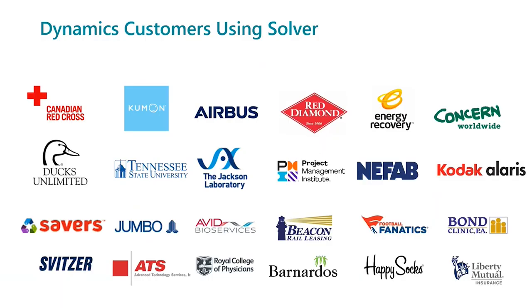This is a snapshot, not of all the 4,000 customers that we work with, but some of the customers that are Dynamics or D365 customers that are using Solver. So we do work with large organizations like Barnardo's and Concern Worldwide, which are large known charities, Airbus, which manufactures planes, Svitzer, which is a subsidiary of the Maersk Group, which is probably one of the biggest shipping companies in the world. And of course, Happy Socks, which is a retailer and manufacturer of socks.